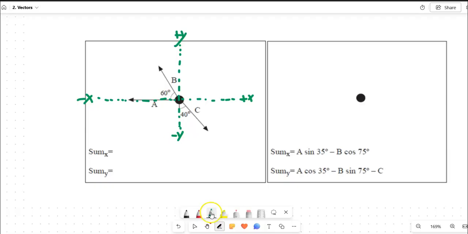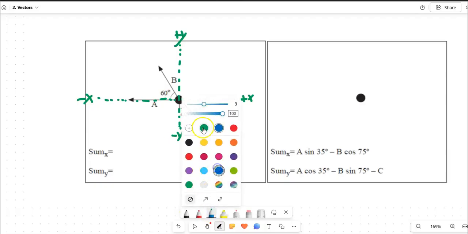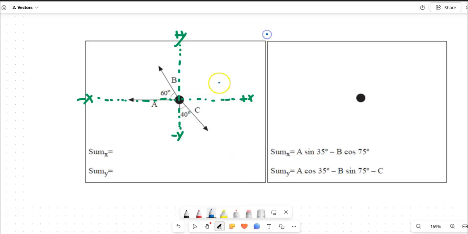Now, what I'm going to do is I'm going to use blue as C. I'm going to use red as B, and A is going to just be black.